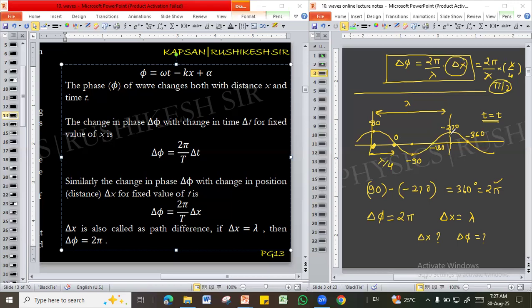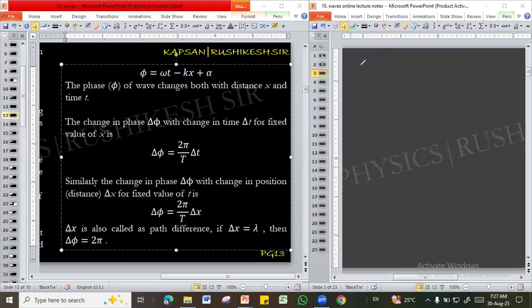How to calculate phase change? Is this clear? Yes.